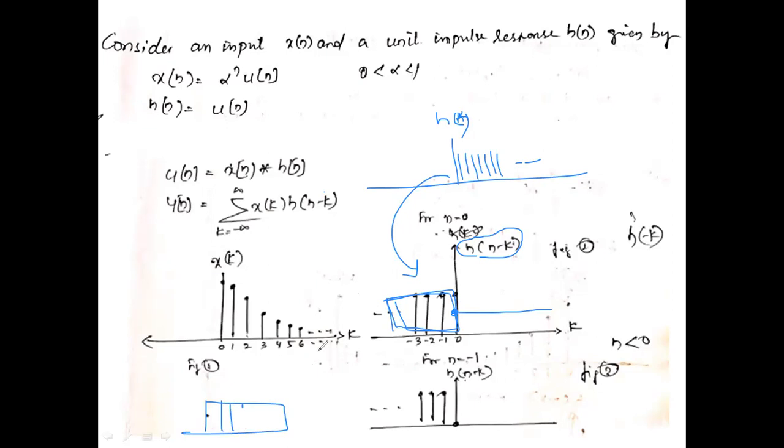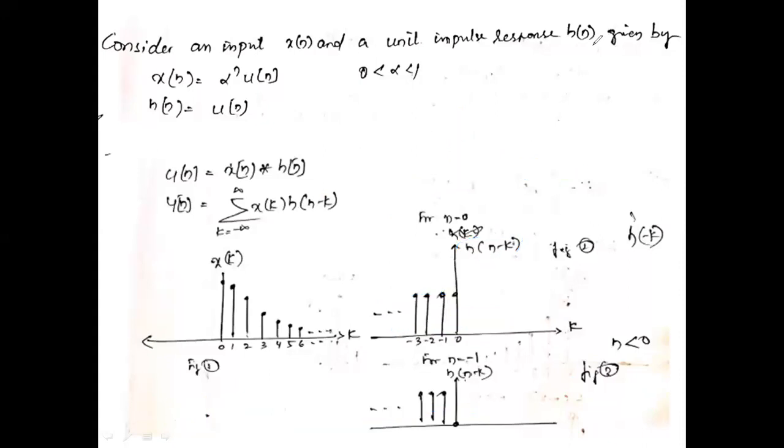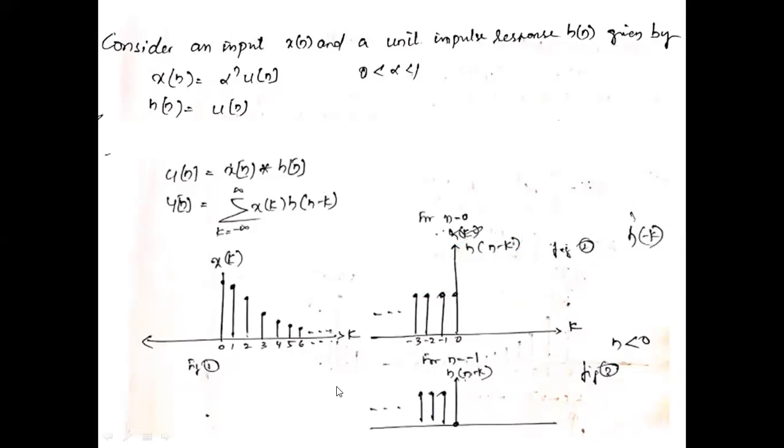Let me tie a string to this and pull it from n equal to minus infinity to n equal to plus infinity. Let me just go on pulling this particular thing. What am I going to get? Let us see. Let me go to the whiteboard now.